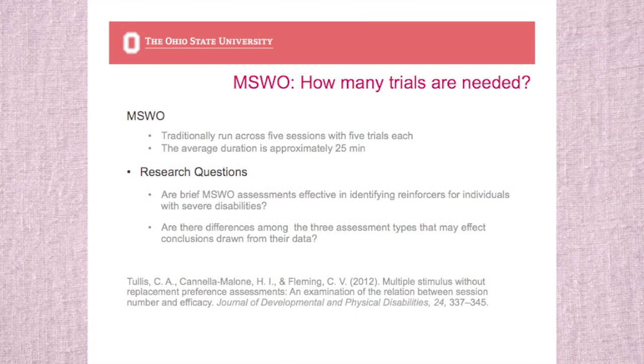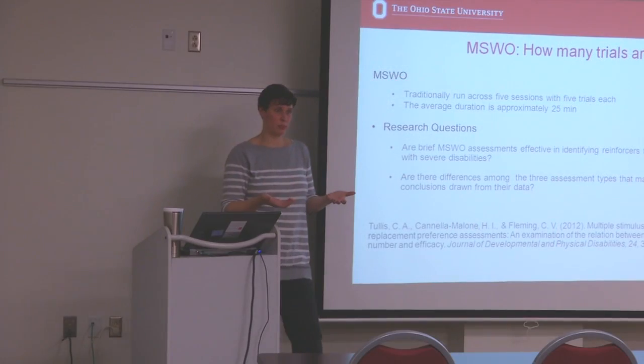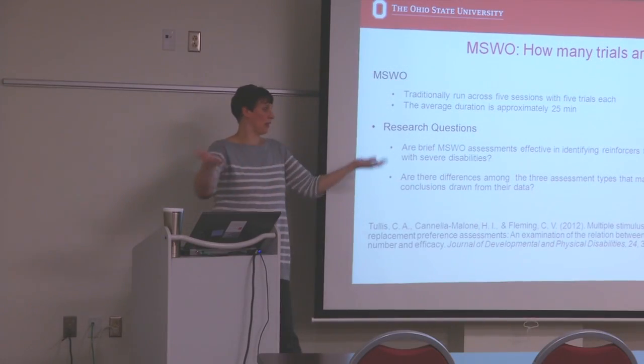So in the first one, traditionally the way that the MSWO is run is that you do 5 trials across 5 sessions. Okay, so in each session you would do 5 trials. So you end up with 25 trials. And you basically take the averages of selection, in what order did they select these items, and it gives you an average rank ordering.